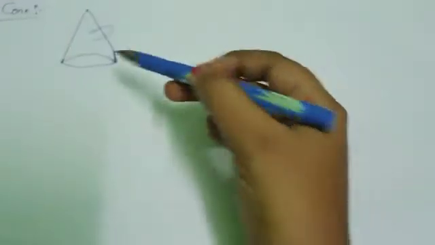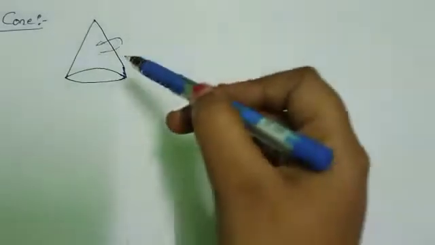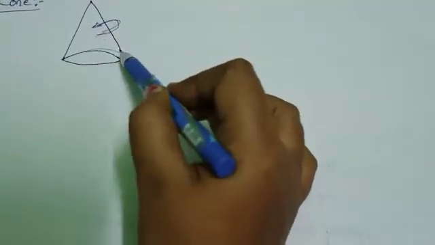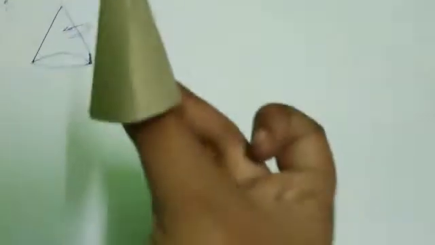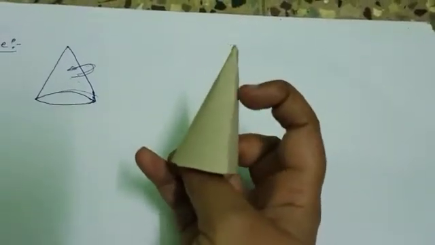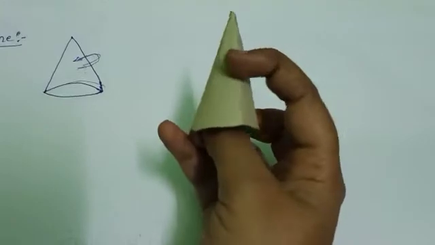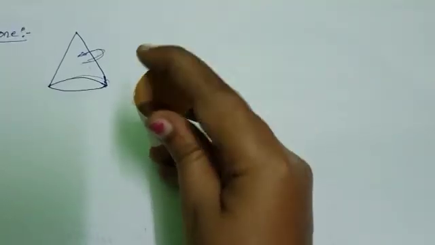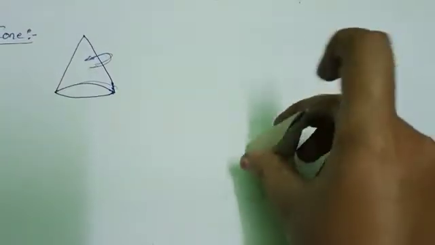Next geometrical figure is cone. See this cone? This surface is curved surface and bottom surface is flat surface. For clear observation, see this figure? This is the cone. This surface is curved surface and bottom surface is circular in shape. Okay? Bottom surface is circular in shape.